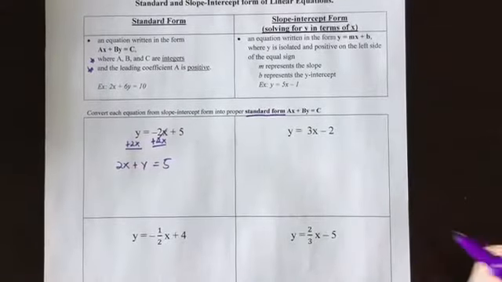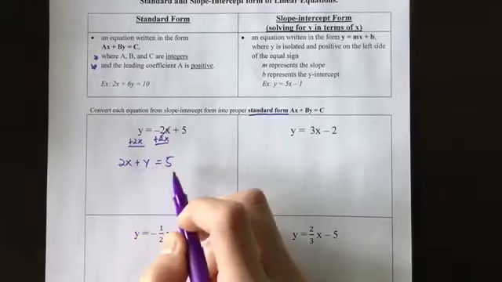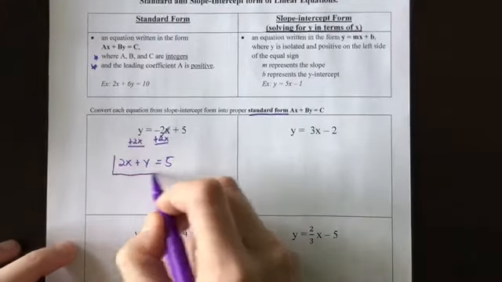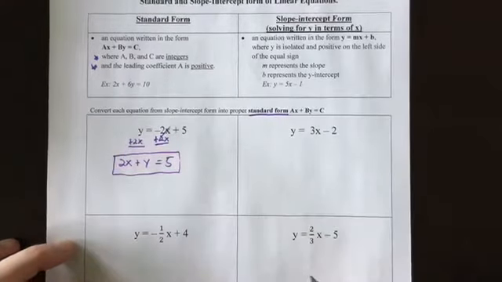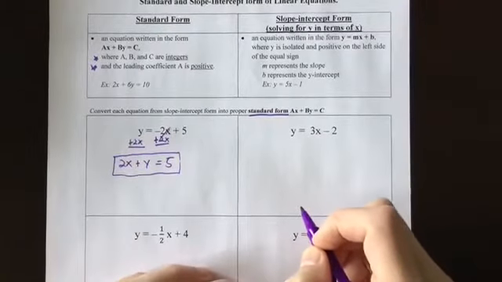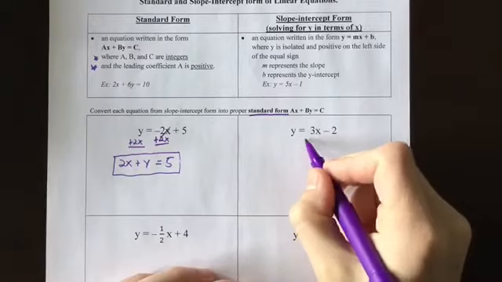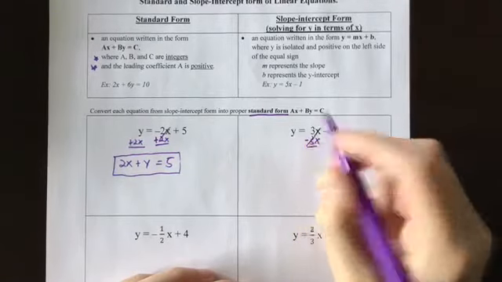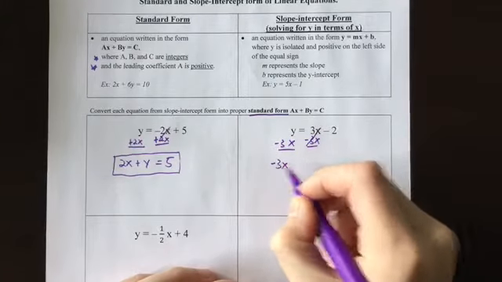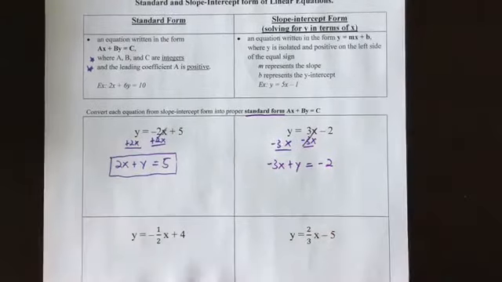Now I just want to check, is it in proper standard form? Well, we've got integer coefficients, 2, 1, an integer constant, and a leading positive coefficient. So we are in proper standard form. We're good to go. Okay, let's try that again. y equals 3x minus 2. Again, we want to isolate the constant on the right side, so I'll subtract 3x from both sides. Subtract 3x, that'll make this -3x, plus y equals -2.